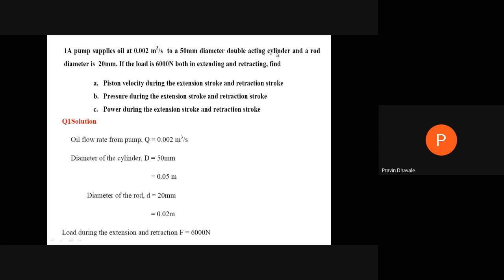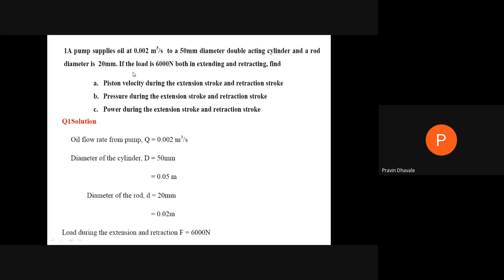Then the diameter of the double acting cylinder. So it will be the diameter of the cylinder. It is given how much? 50 mm. Convert it into meter. And the rod diameter, that is 20 mm. It is related to the piston rod diameter, 20 mm. Convert it into meter.